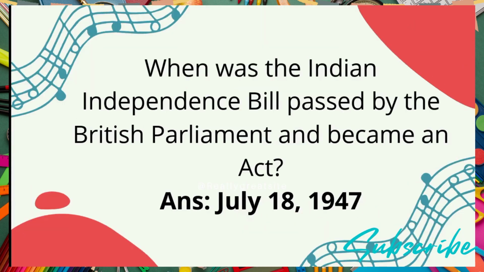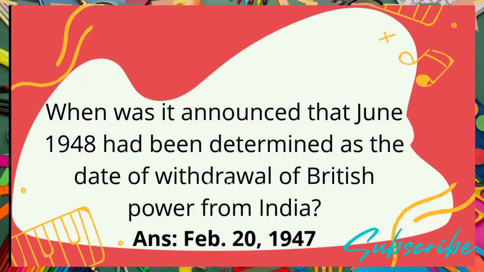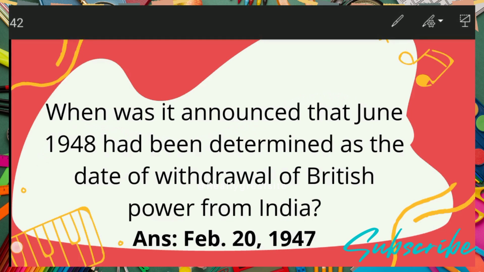When was the Indian Independence Bill passed by the British Parliament and became an act? July 18, 1947. When did Mountbatten address the Constituent Assembly of Pakistan? 14th August 1947. When was it announced that June 1948 had been determined as the date of withdrawal of British power from India? February 20, 1947.